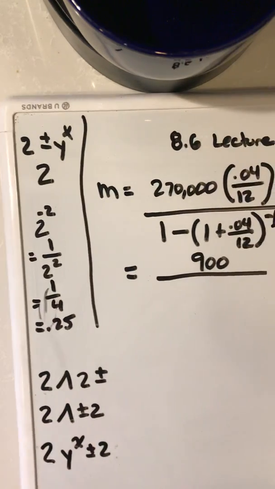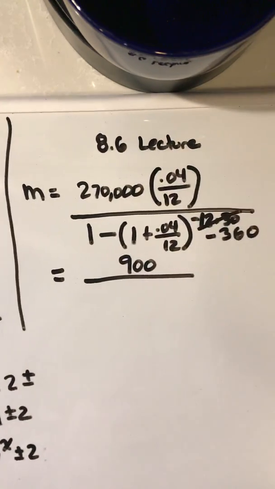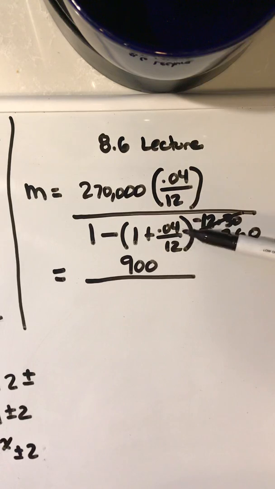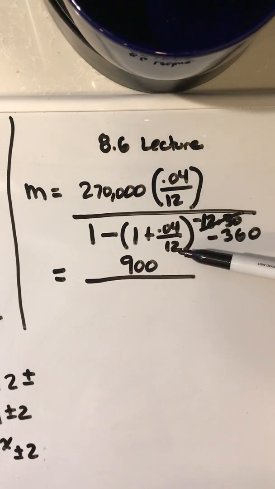Okay, so let's go to the actual problem now. All right, so we're going to start on the inside. PEMDAS says division first, so here we go together. 0.04 divided by 12 equals, plus 1 equals, to the power of 360, but it's a negative 360, equals. Okay, now you have this number.